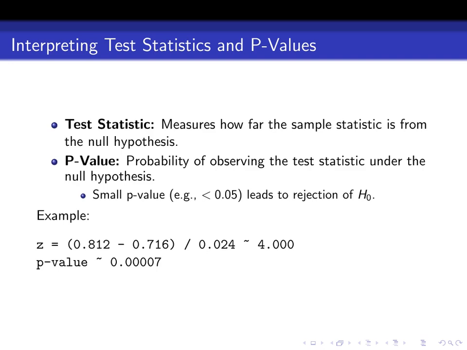Next, we delve into interpreting test statistics and p-values. Here, we'll see how the test statistic measures how far our sample statistic is from what we would expect under the null hypothesis. The p-value tells us the probability of observing our test statistic if the null hypothesis were true. A small p-value might lead us to reject the null hypothesis.